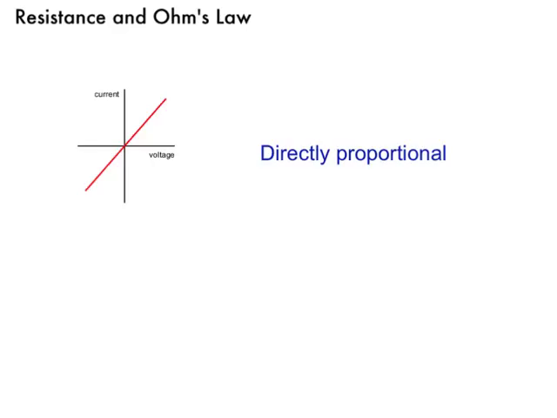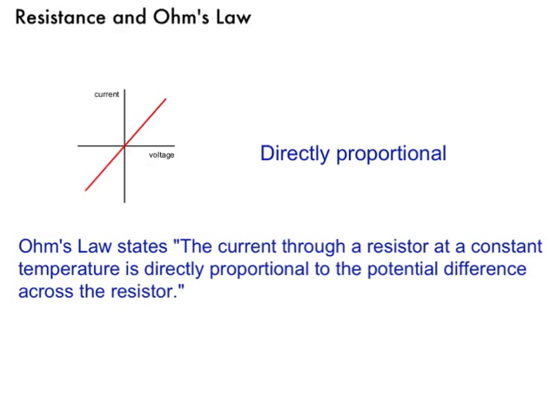The fact that this graph is directly proportional is actually Ohm's law. Ohm's law states that the current through a resistor at a constant temperature is directly proportional to the potential difference across the resistor. That's exactly what that graph shows us there. As the current goes up, it goes up with the potential difference increasing as well. One of the important things here is the fact that it's at a constant temperature, and we'll talk about that a little bit later on.